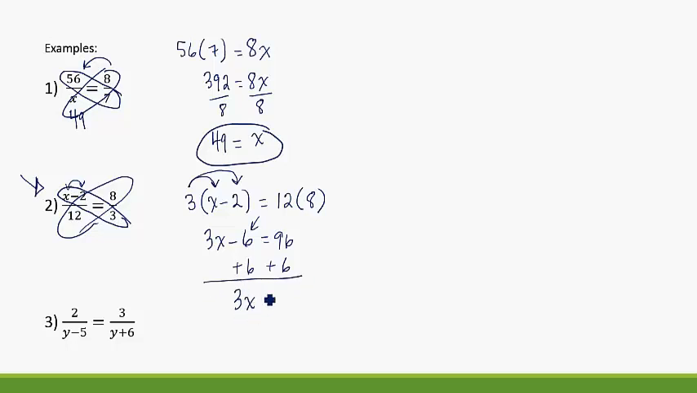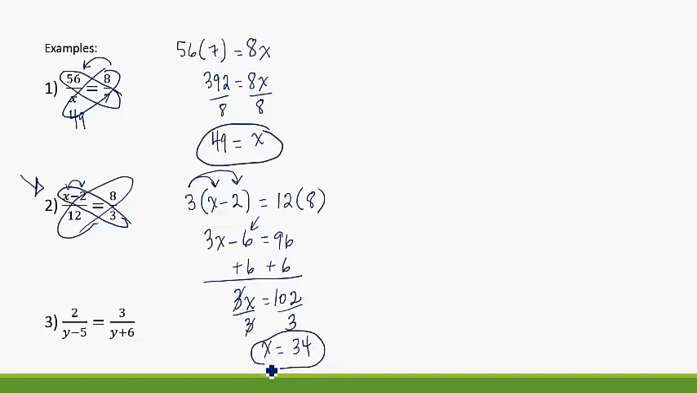It's going to give me 3x plus 0 is 102. And then this is 3 times x, so the opposite operation, or the inverse operation, is division. If you divide the left-hand side by 3, you need to divide the right-hand side by 3. And when I do that, I get 34.